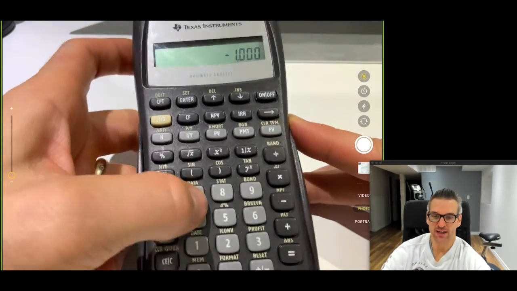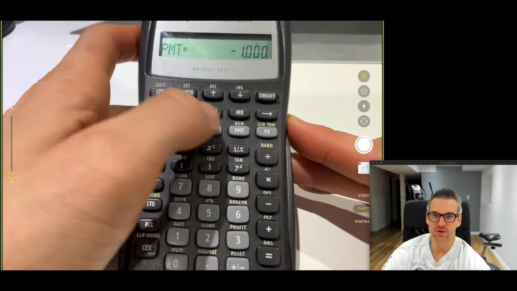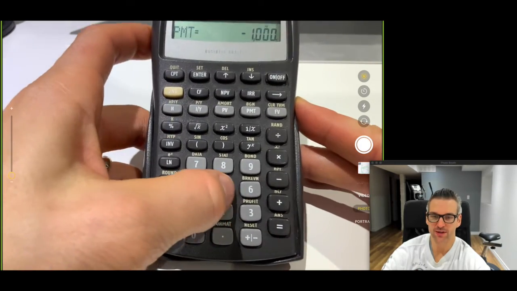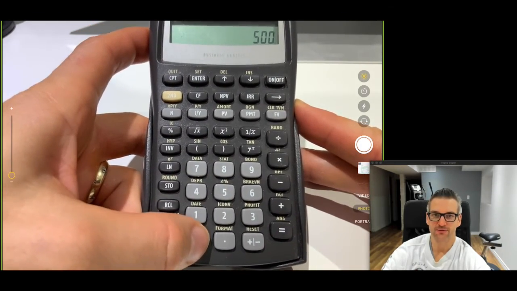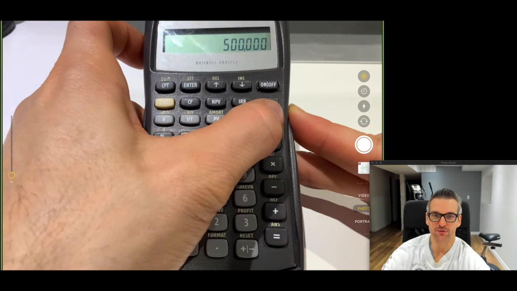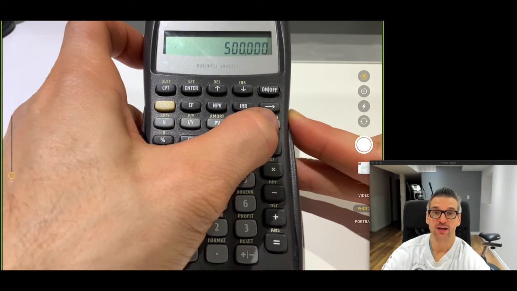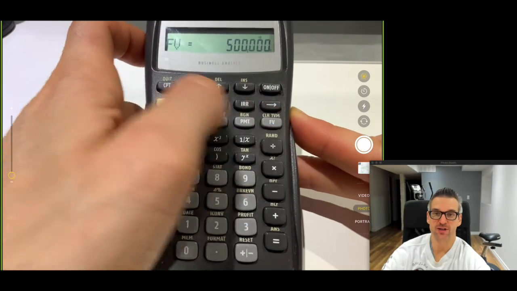It doesn't really matter as long as the signs are opposite. But in this case, I'll make the payments negative because I am making payments. And then the future value is supposed to be $500,000. All right, so that would be future value, and I'm making it positive. It's coming back to me. All right, that's how much I want to have.